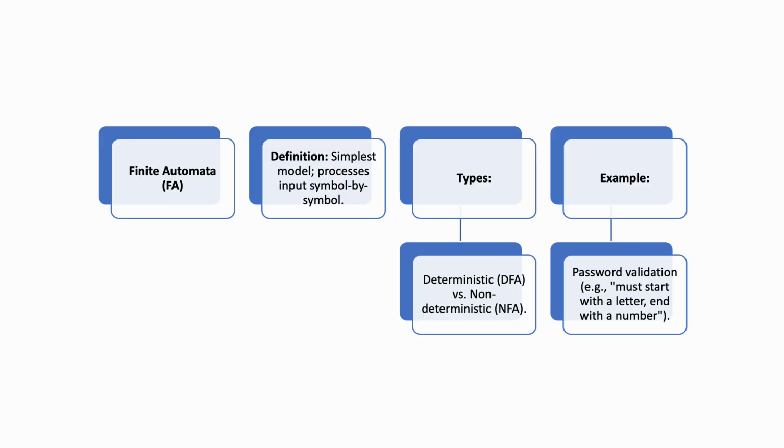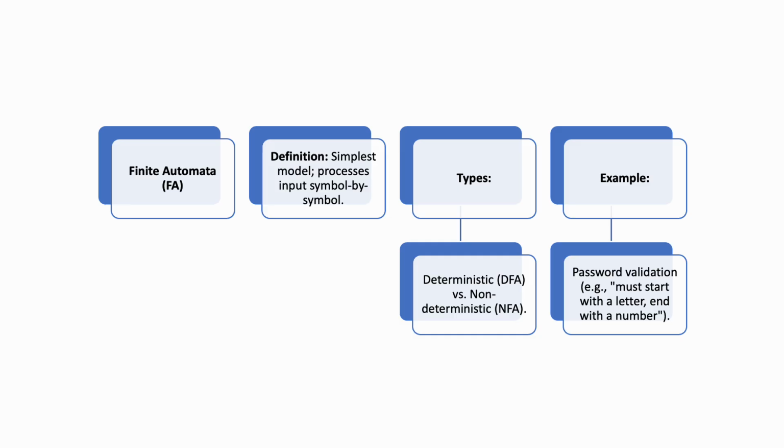Finite automata is the simplest model, which processes input symbol by symbol. The types are deterministic finite state automata or non-deterministic finite state automata. An example is password validation, such as the password must start with a letter and end with a number. Let's jump into this example to understand it in a little bit more depth.